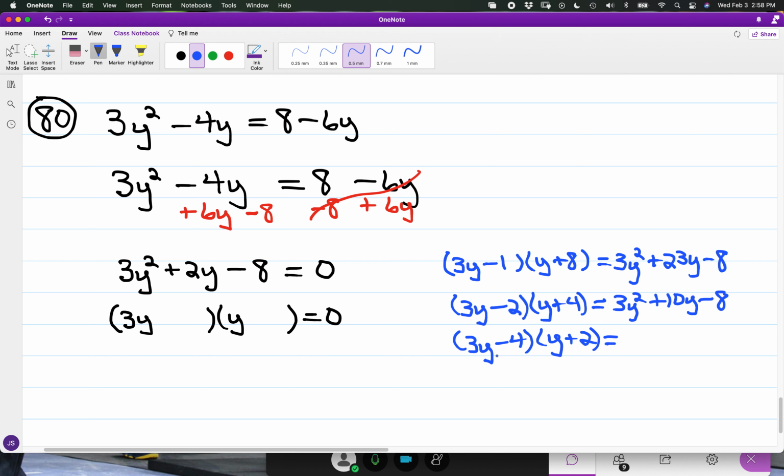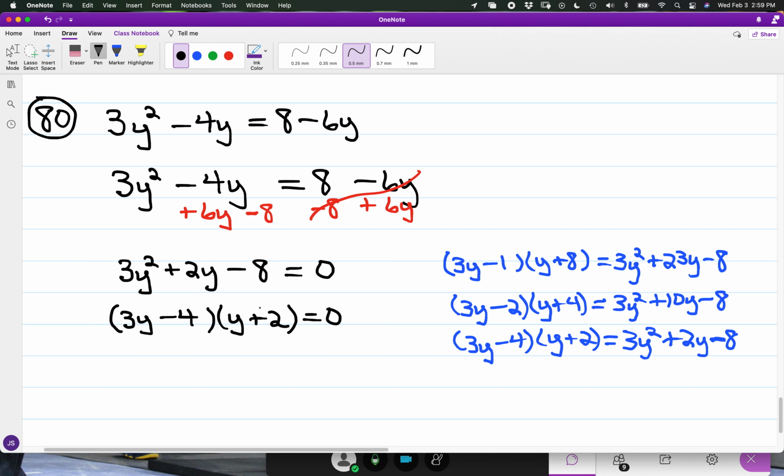I got 3y times y is 3y squared. And we got plus 6y minus 4y, so this will come out to positive 2y minus 8. So the combination that will ensure that once you FOIL out, the outside and inside products will amount to 2y, is 3y minus 4 and y plus 2. So you can factor.